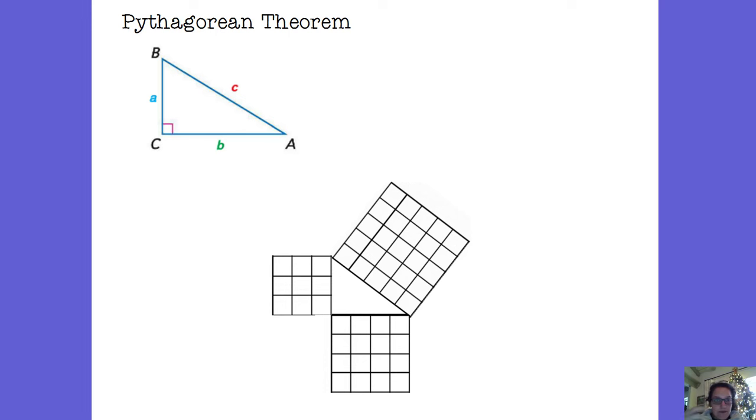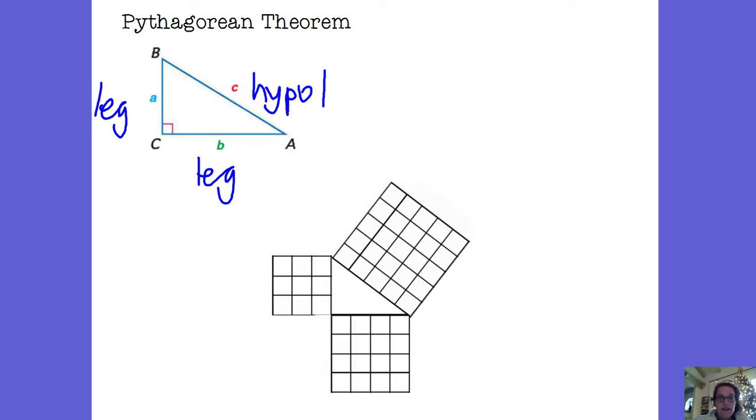The Pythagorean theorem is what we use to find missing sides in a right triangle. So in every right triangle there's two legs. Here's a leg, here's a leg, and then the side that's across from the right angle is called the hypotenuse. And it's always the longest side of the right triangle.